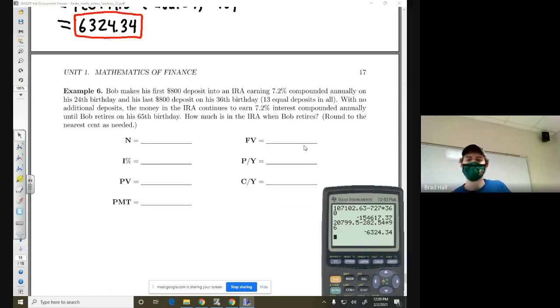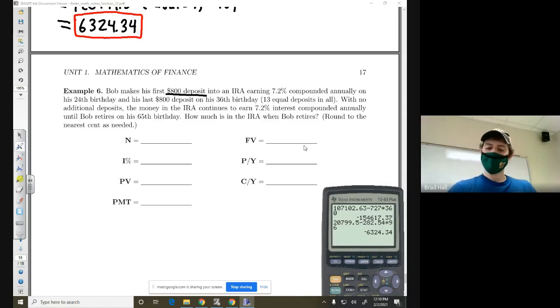So this is really a 2-part problem. The first part is when he's actually depositing money into the account. So we'll start with that. This is his behavior from his 24th to his 36th birthday, or in other words, the first sentence. So let's go ahead and figure out some of these.